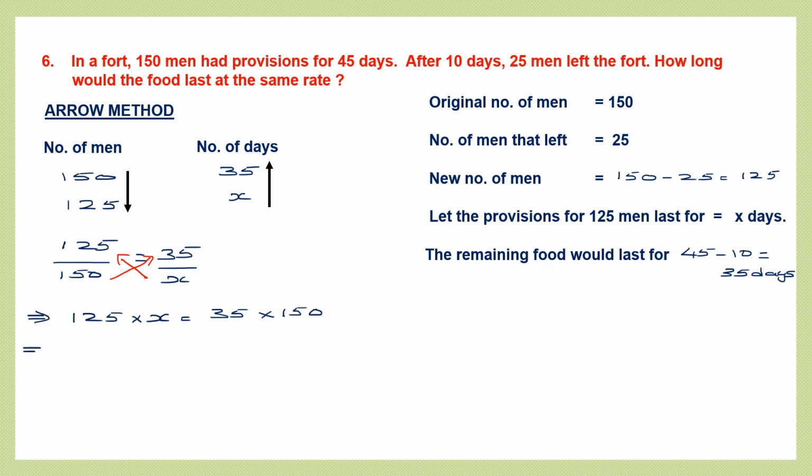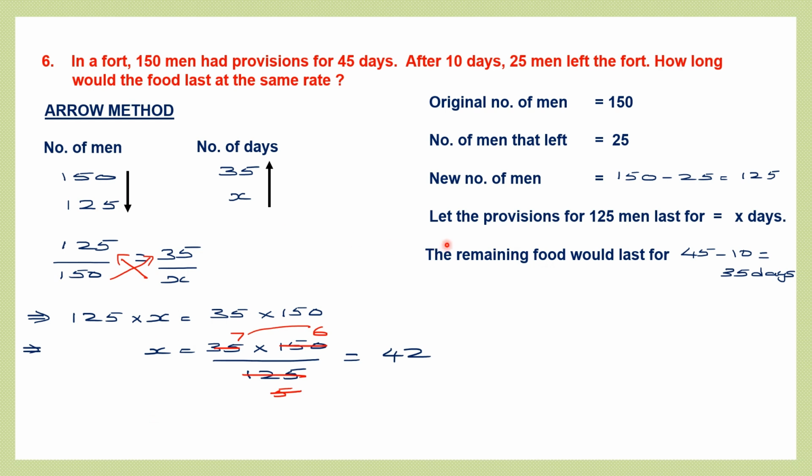Now we're going to find the value of only x. X is equal to 35 into 150 divided by 125. Let's cancel with 25 both these numbers. 25 into 5 is 125 and 25 into 6 is 150. Cancel 5 and 35. 5 sevens are 35. 7 into 6 is 42. So we have found x.